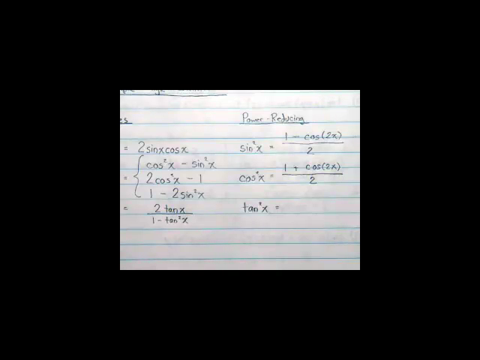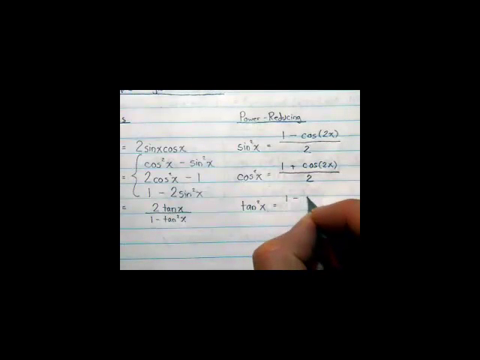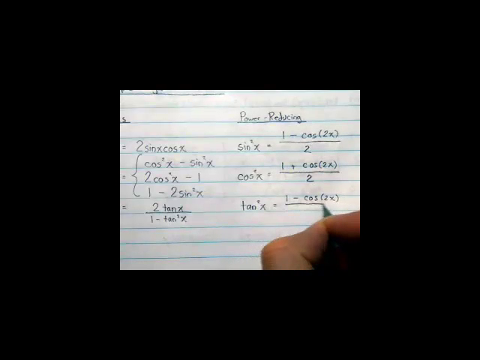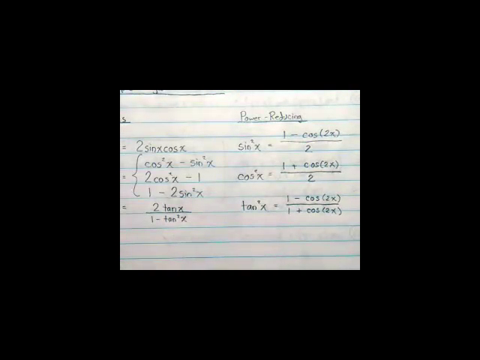Okay, so tangent squared. Remember how I said tangent's always sine over cosine, right? So I can take this and divide by that. See how the 2's would cancel each other out, right? It would be this numerator divided by that numerator. That's it. That's that identity. Those are your reducing identities.